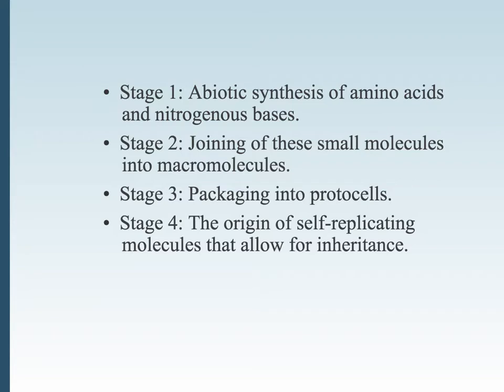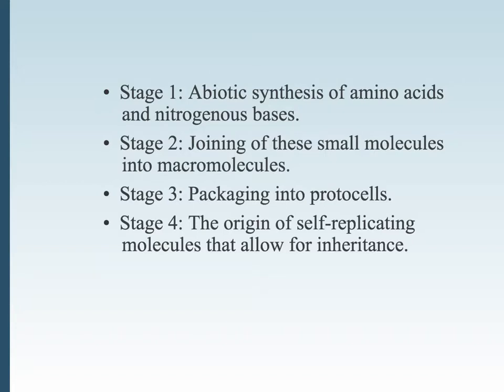So the four stages that we identified and that are in your book are first, the abiotic synthesis of amino acids and nitrogenous bases. So those are the monomers of our macromolecules. And so the first thing that would have to happen is that we would have to have that abiotically synthesized. We know how they're made in cells because it happens in our bodies all the time, but the question is, could it happen outside of cells?